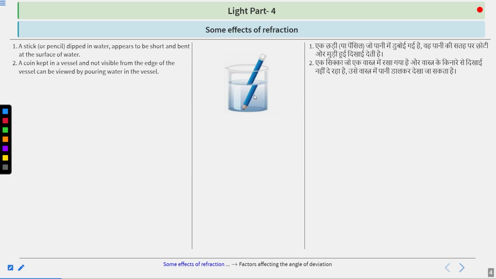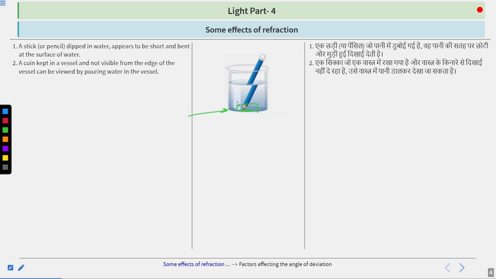Second effect, a coin capped in a vessel and not visible from the edge of the vessel could be viewed by pouring water in the vessel. For example, suppose you have put a coin there and this coin is not visible to you when you are looking at it from here. But then if you pour water in it, you can see the coin will become visible to you. Why? Because of the refraction of light.